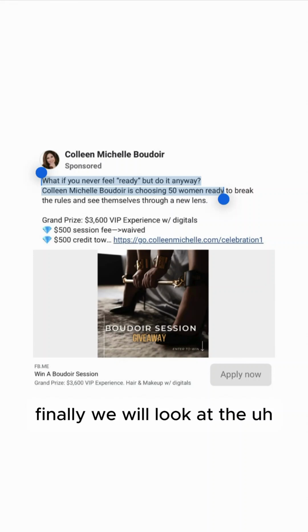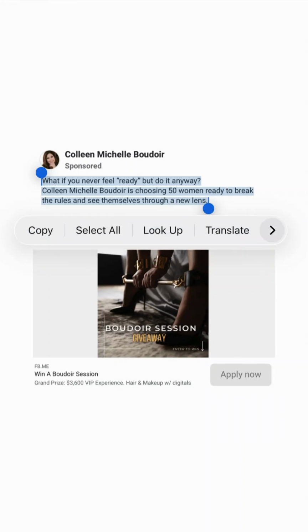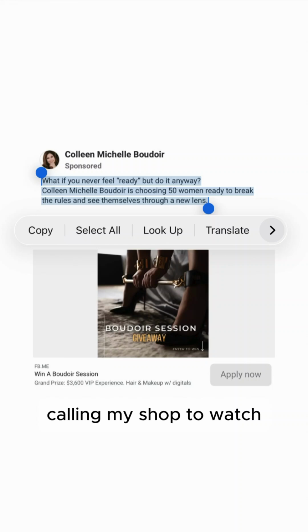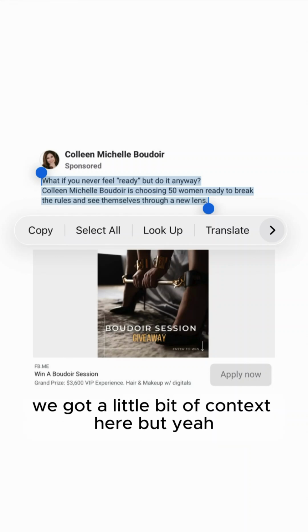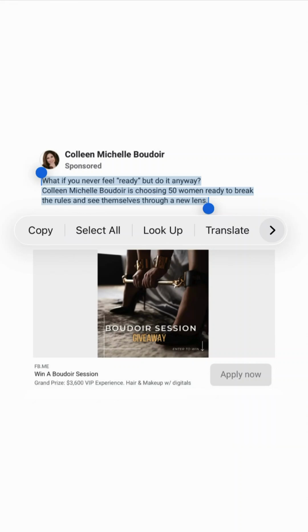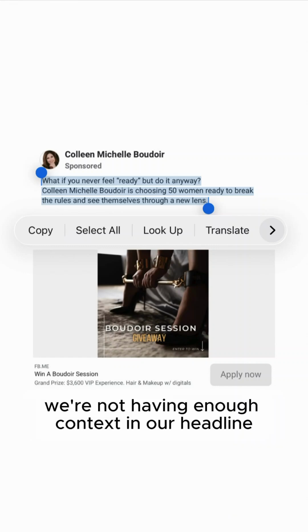Finally, we will look at the see more headline, first 2 3/4 lines, Facebook mobile news feed. What if you never feel ready, but do it anyway? Calling my shop too much. Ready to break the rules, sell through new lens. Break the rules. Okay, so yeah, we got a little bit of context here, but we got the lack of context mistake again. Most common mistake that I see. We're not having enough context in our headline.